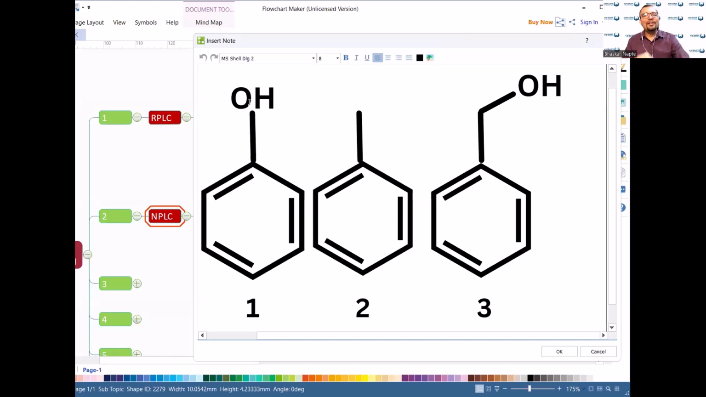And which compound is going to have the very poor, very short retention time? 2 or 3, which one? Thank you so much. It's compound number 2, not 3. Why compound number 2? Because this is the most non-polar compound, or the least polar compound.